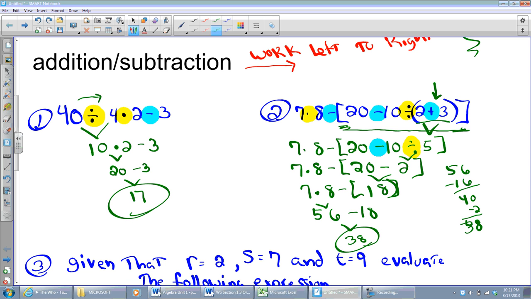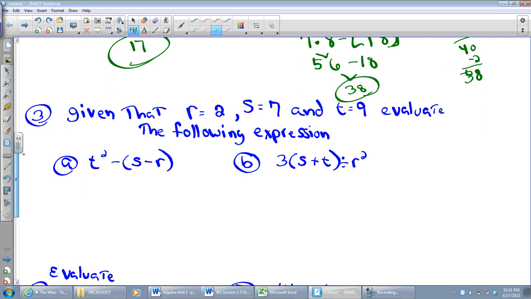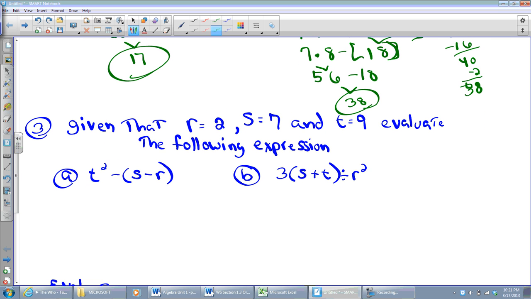There you go. I don't want to subtract 18. I'd rather take away 16 because it makes my ones digits match, and then take 2 more away. I can do that in my head. Pretty simple stuff. Okay, problem number 3 is also order of operations, but I have to substitute numbers in.